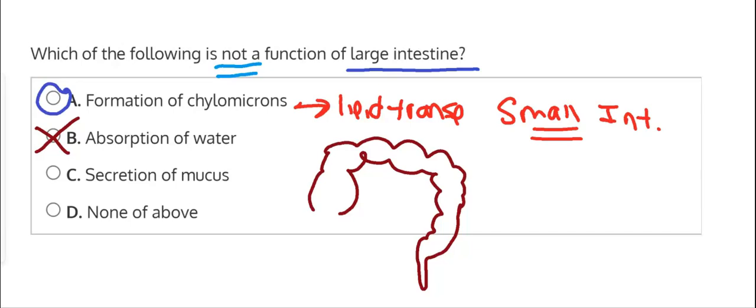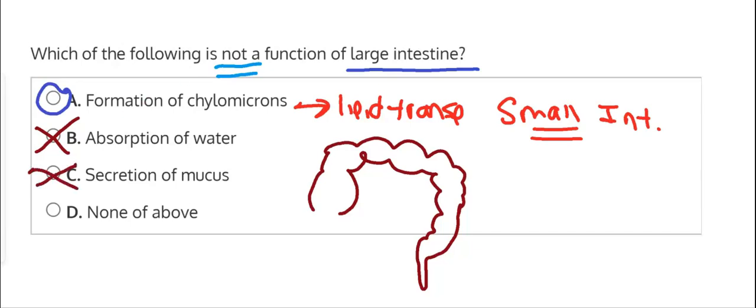And then option C says the secretion of mucus, and mucus is in fact secreted within the large intestine just to help facilitate the process of allowing all the waste products to easily be moved out of the body and just anything else moving through for the digestive process to move through. The mucus helps with that transport. So since that is a true function of the large intestine, we can eliminate it because we're looking for what is not true.